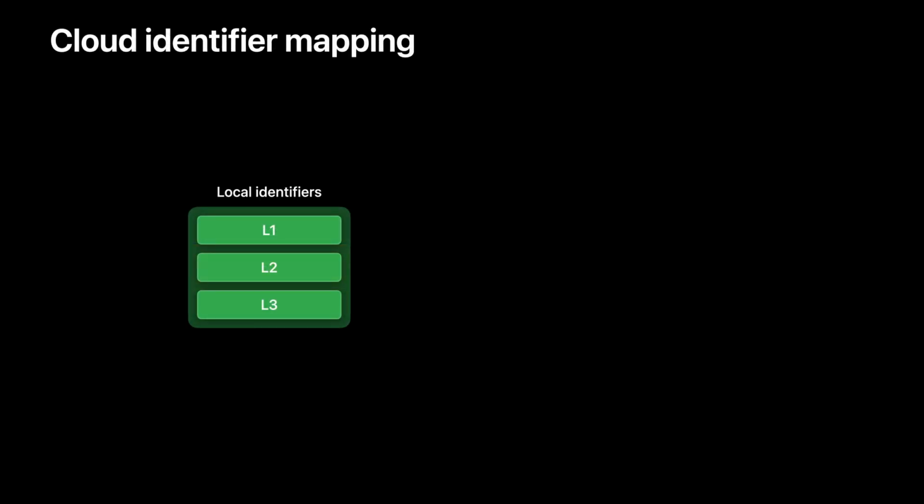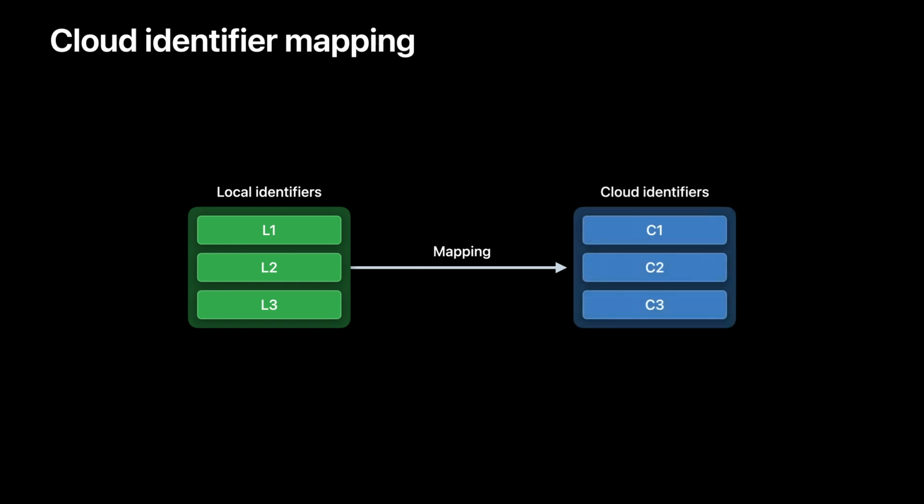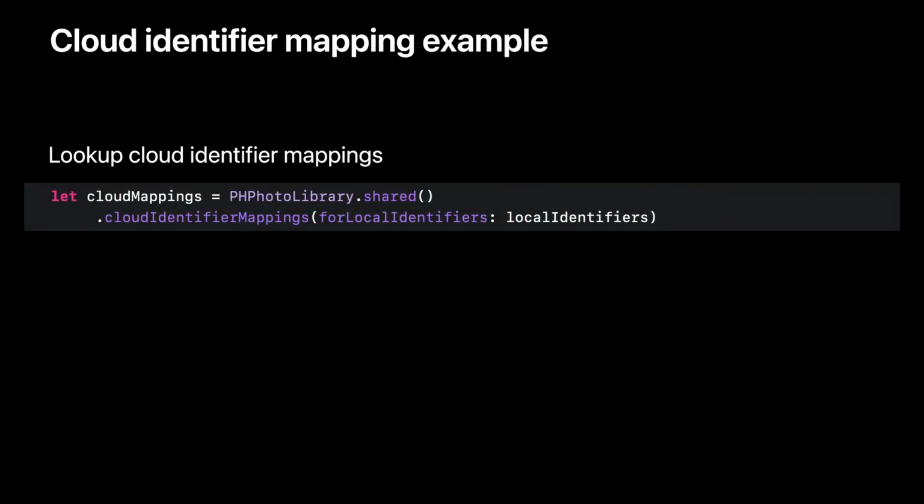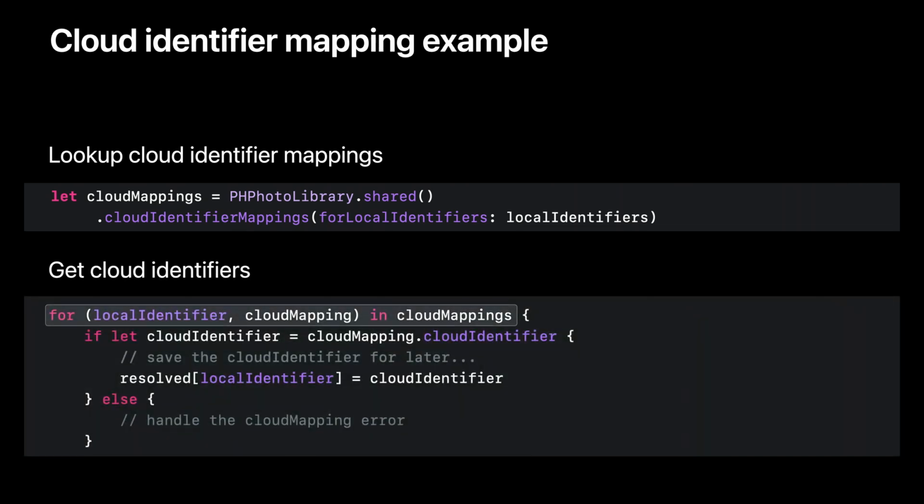We'll start on the source device, where your app has gathered a list of local identifiers for some assets. From that array of local identifiers, we want to get the corresponding cloud identifiers. Here's an example of how to use the API to get them. This call to the photo library returns a dictionary with cloud identifier mapping objects for each local identifier. We'll iterate through that dictionary and get a cloud identifier from the cloud mapping object. I'll talk about error handling in a bit. For now, we should have our cloud identifiers and we're ready to use them.